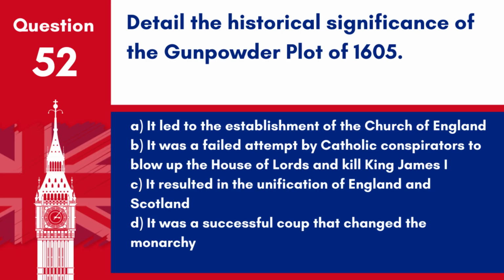Question 52. Detail the historical significance of the Gunpowder Plot of 1605. A. It led to the establishment of the Church of England. B. It was a failed attempt by Catholic conspirators to blow up the House of Lords and kill King James I. C. It resulted in the unification of England and Scotland. D. It was a successful coup that changed the monarchy.